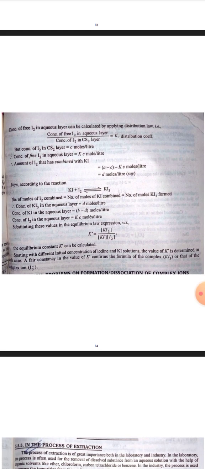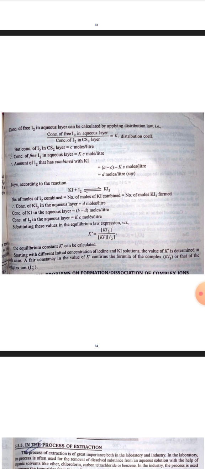Concentration of free I2 in the aqueous layer can be calculated by applying the distribution law. Concentration of free I2 in the aqueous layer over concentration of I2 in the CS2 layer is K, the distribution coefficient. But the concentration of I2 in the CS2 layer is equal to C moles per liter. So the concentration of free I2 in the aqueous layer is equal to Kc moles per liter. The amount of I2 that has combined with KI is a minus C minus Kc, say d moles per liter.